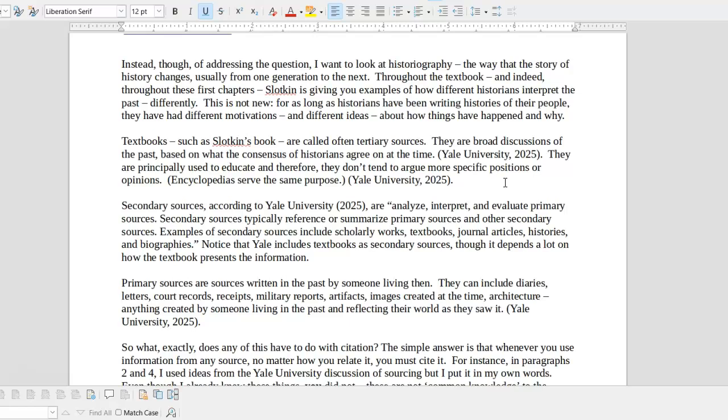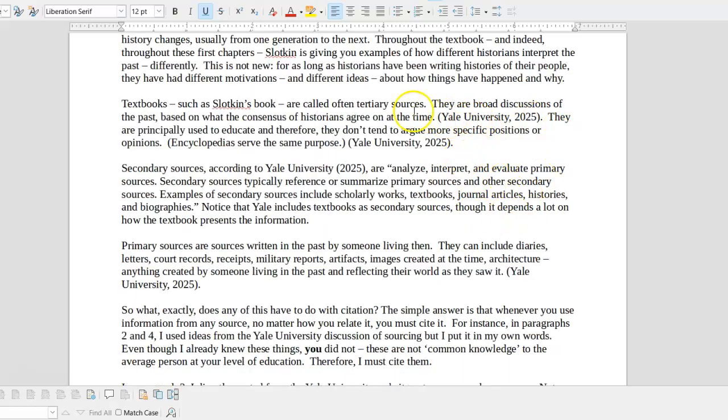You will notice that I have gone to an actual source itself, Yale University, and everywhere in here that I have discussed something that it says, such as the definition of tertiary sources, I have cited it. This right here, this parenthetical, because it has a parenthesis on each end of it, this parenthetical insertion is called an internal citation. And those go at the end of every sentence where you use information from a source, even if you put it in your own words.